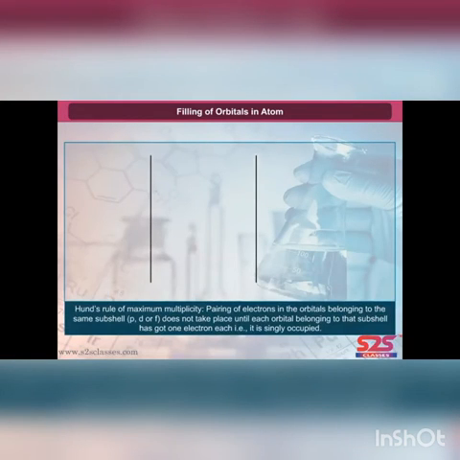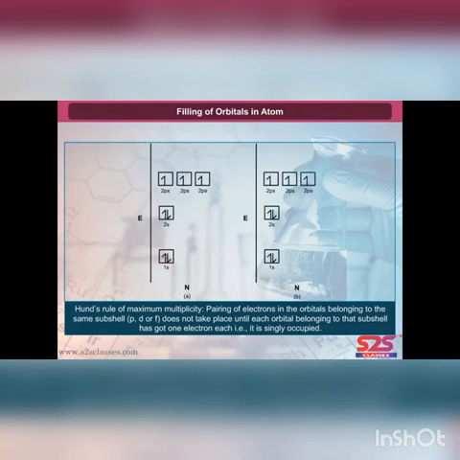Hund's rule of maximum multiplicity: Pairing of electrons in the orbitals belonging to the same subshell, p, d or f, does not take place until each orbital belonging to that subshell has got 1 electron each, that is, it is singly occupied.